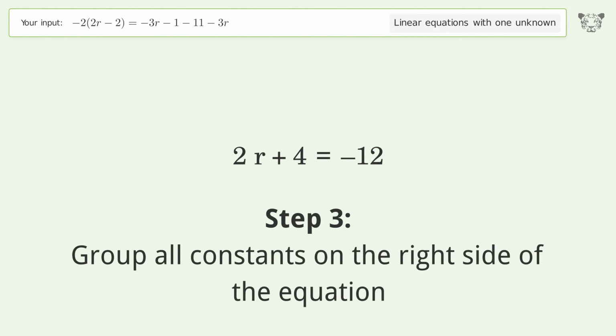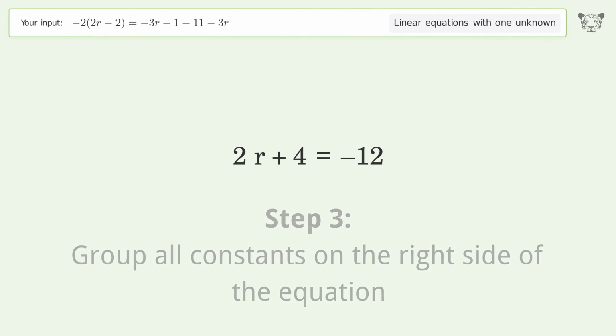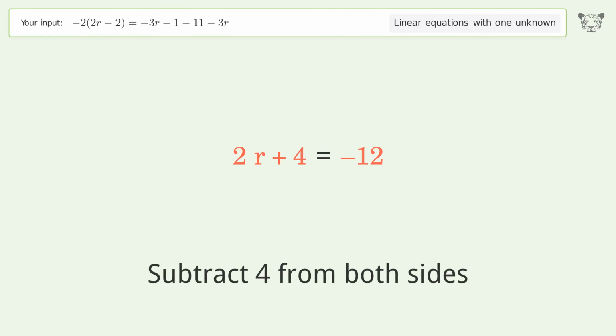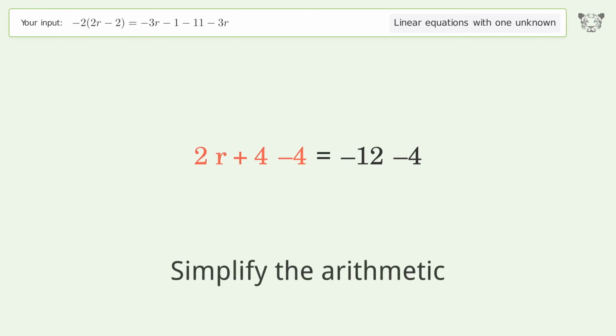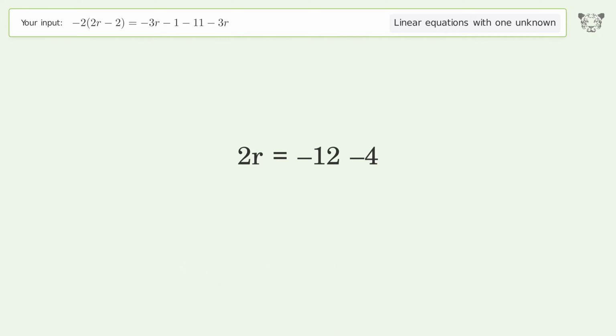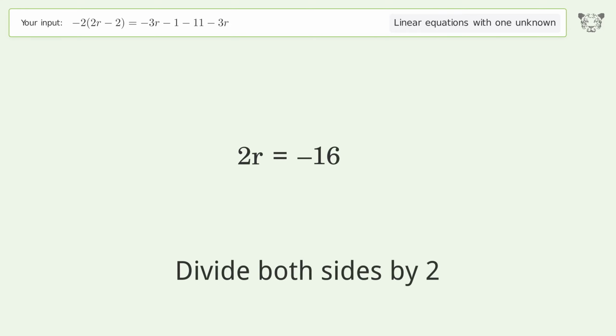Group all constants on the right side of the equation. Subtract 4 from both sides. Simplify the arithmetic. Isolate the r. Divide both sides by 2.